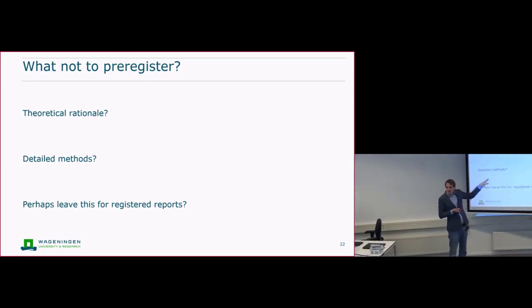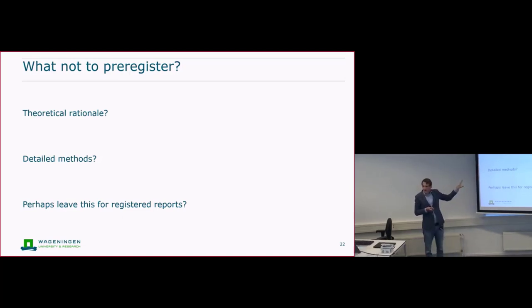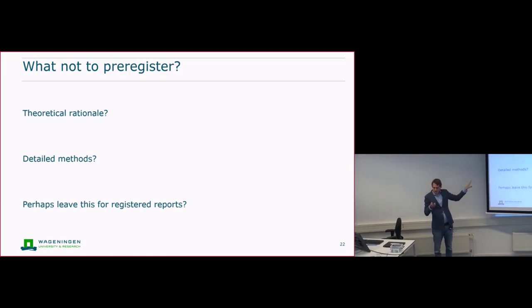Also maybe sometimes detailed methods. We also don't do that usually because we think that that's usually not the bias. The bias is usually not in the description of the methods. But sometimes there can be good reasons to do that. But there's also a way to do that if you really want that. That is called a registered report. I'm not sure whether that's also a talk in itself, so I'm not going to cover that whole topic.